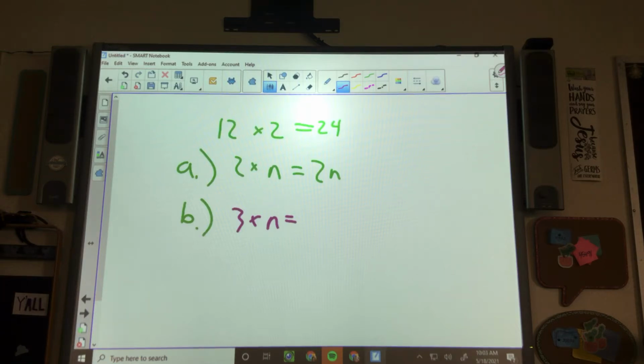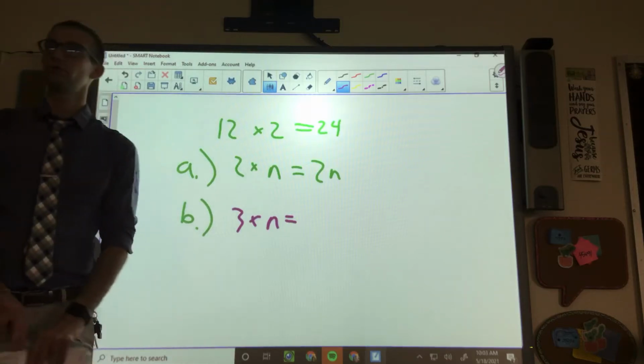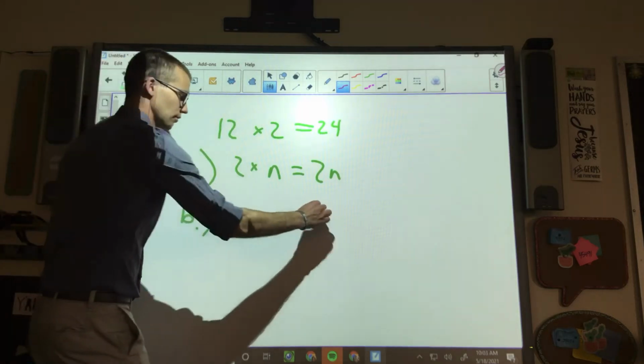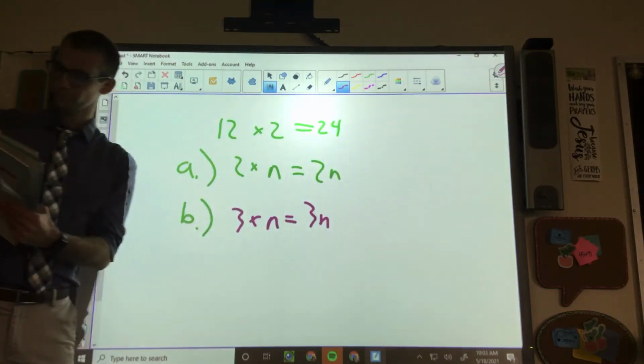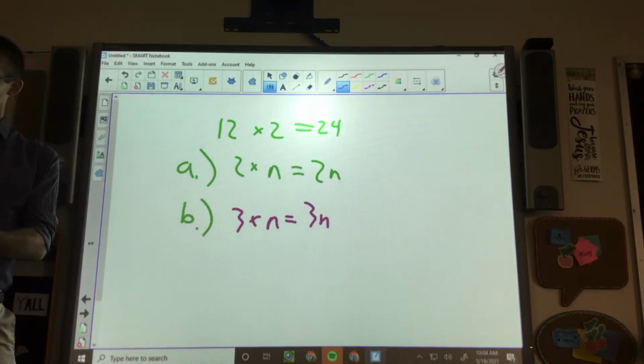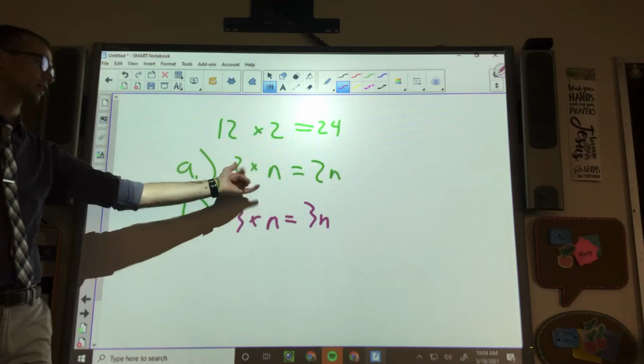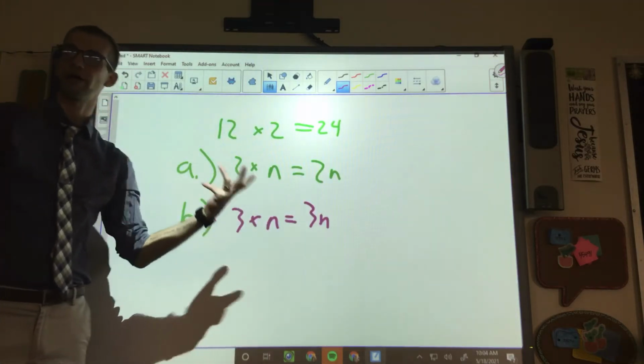How many plums are in 3 such boxes? So 3 times n, which would be simplified as 3n. So that's the big thing that we're learning from this page right here. Basically, if you see multiplication between the 2 of them, that's how you simplify it.